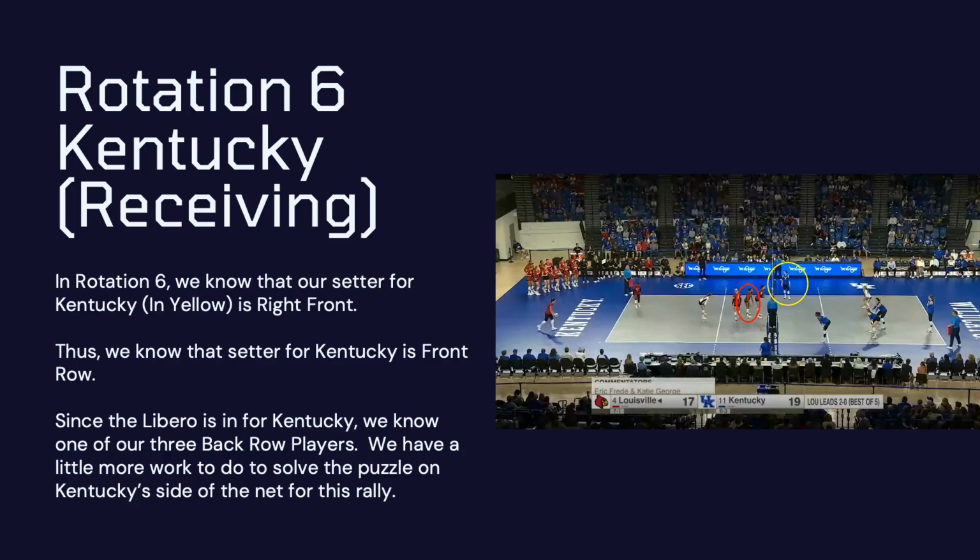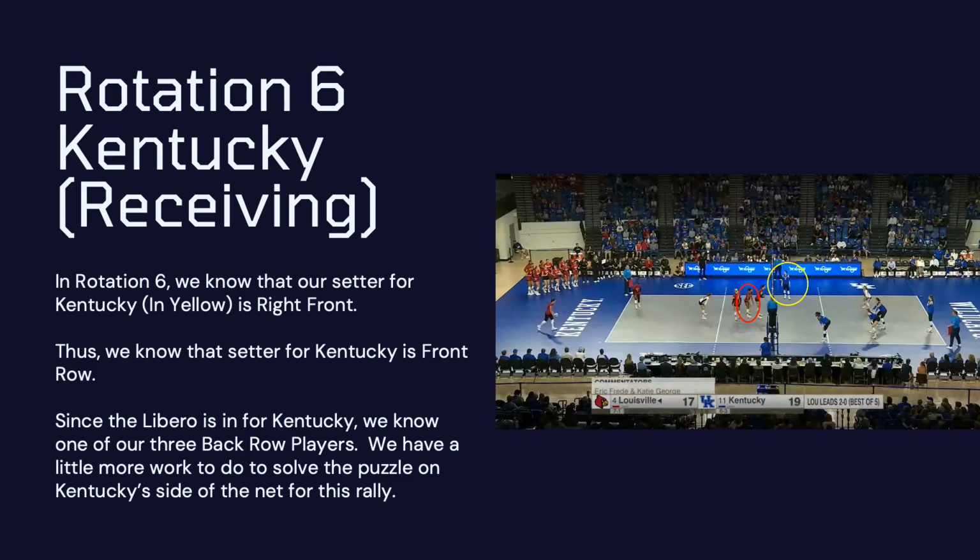Similar to rotations 4 and 5, rotation 6 has our setter as a front row player. In this case, for Kentucky, our setter, who is front row, is the right front. Now our libero is in for Kentucky, so we at least have 1 of our 3 back row players. And again, we have a little bit more work to do to solve the puzzle on Kentucky's side of the net with regards to who our remaining 2 back row players are.